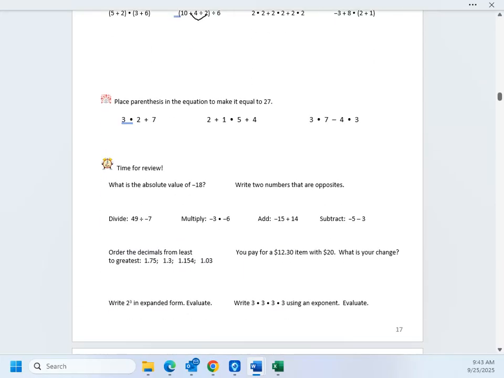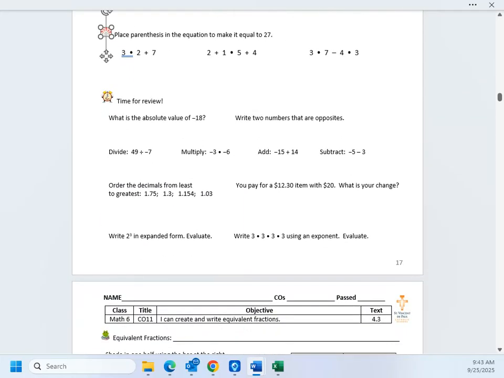Now, this next section gets a little complicated. It says, place parentheses in the equation to make each of these equations equal to 27. So where would I put my parentheses? Because 3 times 2 is 6. 6 plus 7 is 13. It's not 27. So where would I put parentheses to make this work?